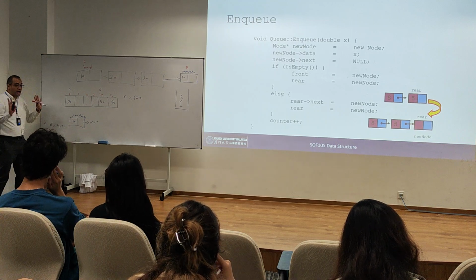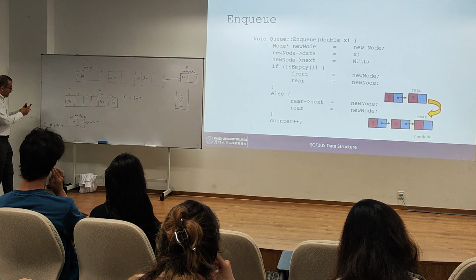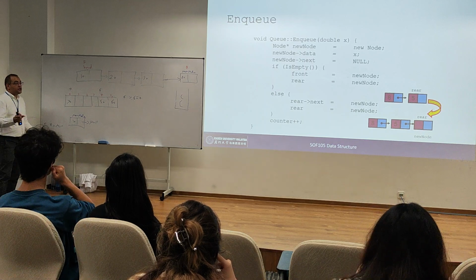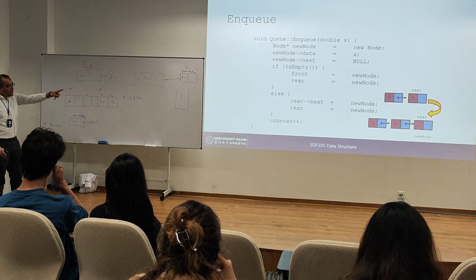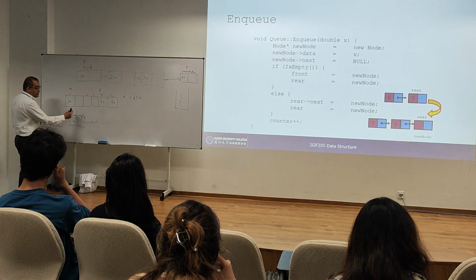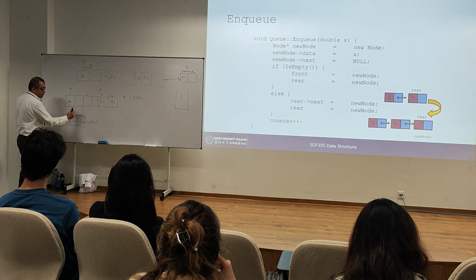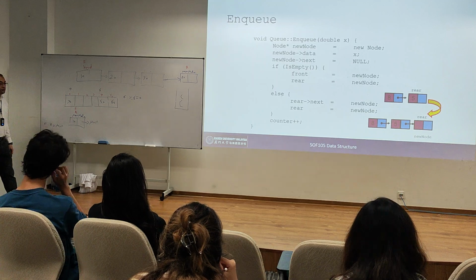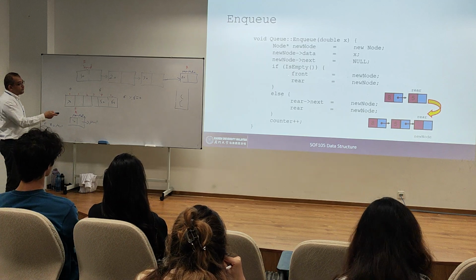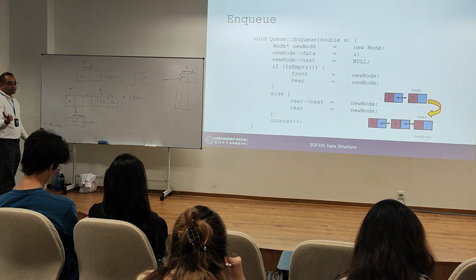If it is, now I don't have a head, right? The head equals nil. I'm checking is empty: checking both rear and front if equal to nil. If both are equal to nil, what should I do? Rear and front equal to the new node. So both here: front equals new node, rear equals new node.